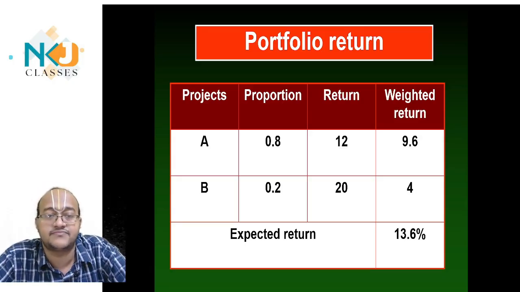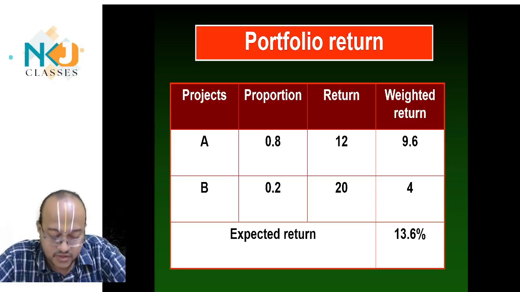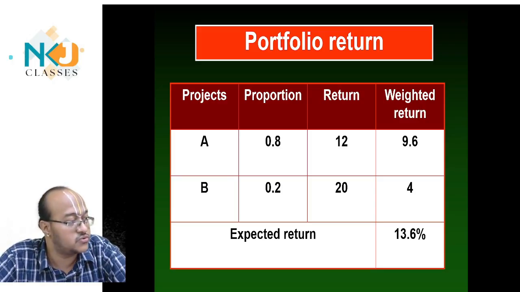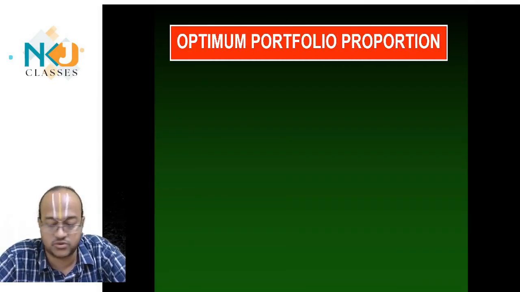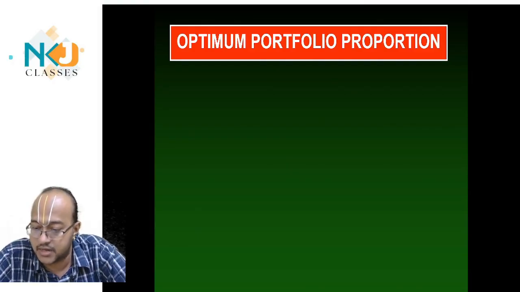Clear? Understood? Next. Portfolio risk 2.9%. That is the comment I need to give you. I will dictate it as notes. Part 3, I'll dictate it as notes.